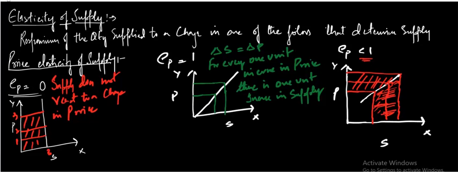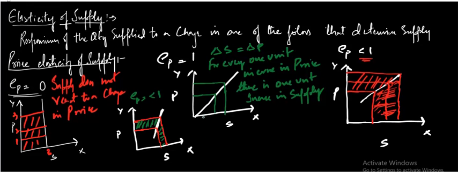Let me make a new graph for it. Now this is my supply, this is my price. Now let me plot the points. So for a large change in the price, there's a very small change in the quantity supplied. In this case, the elasticity of supply is going to be less than 1, which means that the change in price is more than the change in supply.